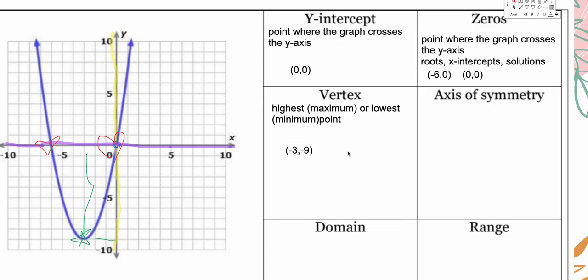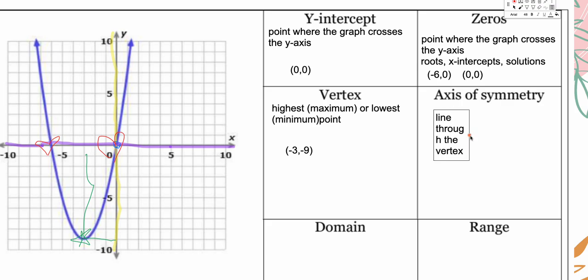Now, that's the vertex. That's the highest or lowest point. Now we're going to do the axis of symmetry. The axis of symmetry is a line that creates a line of symmetry. That means that the graph is the same on both sides. It's a line through the vertex.